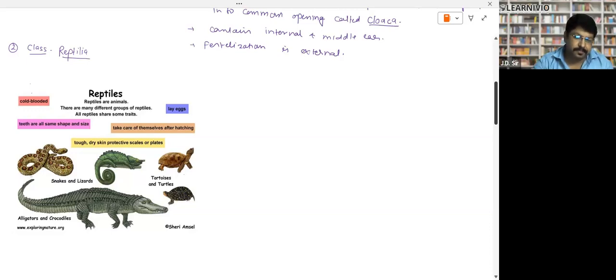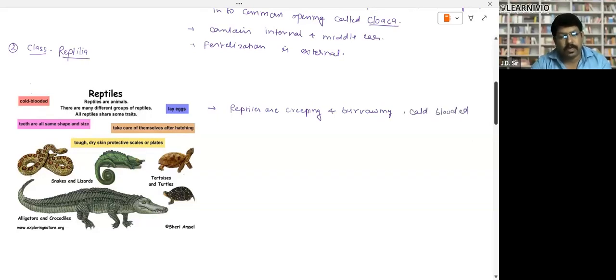So, first point: reptiles are creeping and burrowing cold-blooded vertebrates. They creep and burrow. They are also cold-blooded animals, right?